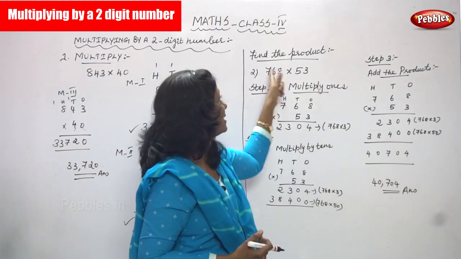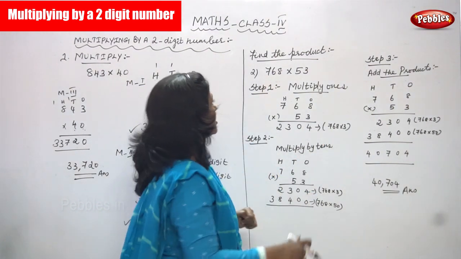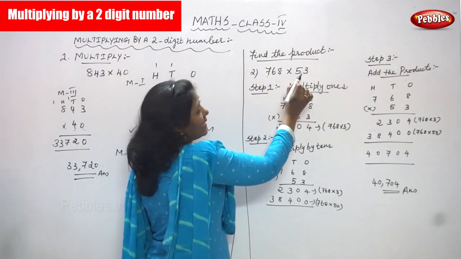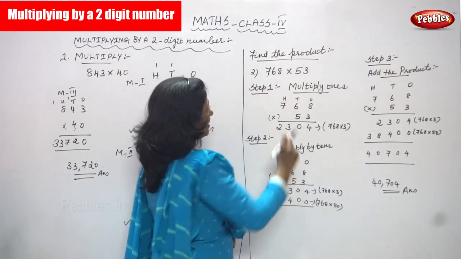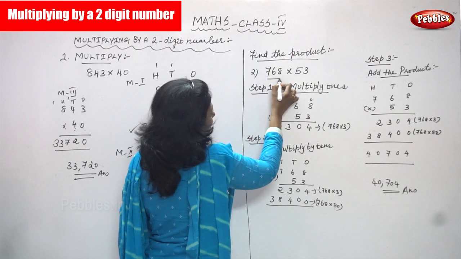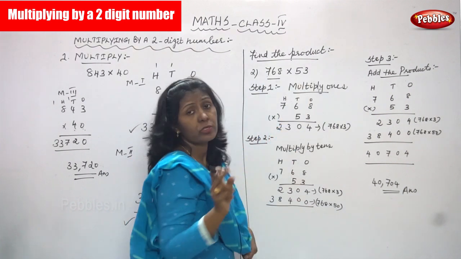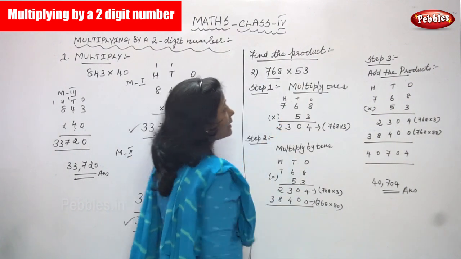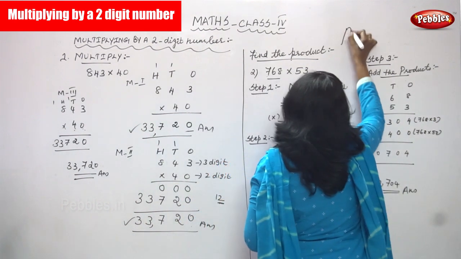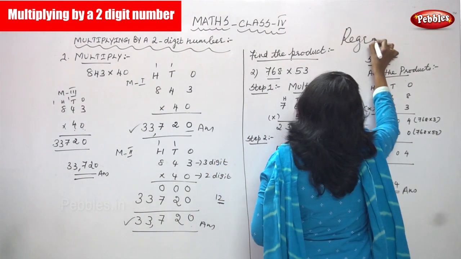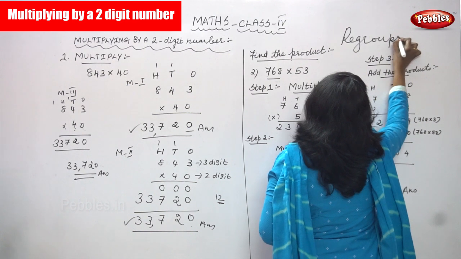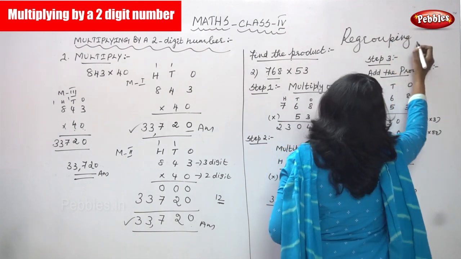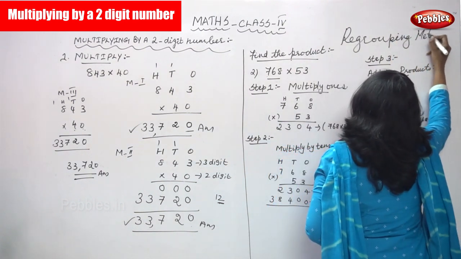Now we are going to see the second one, find the product. This is 768 into 53. 768 is a 3-digit number, 53 is a 2-digit number. So this is the regrouping method. What is the regrouping method?